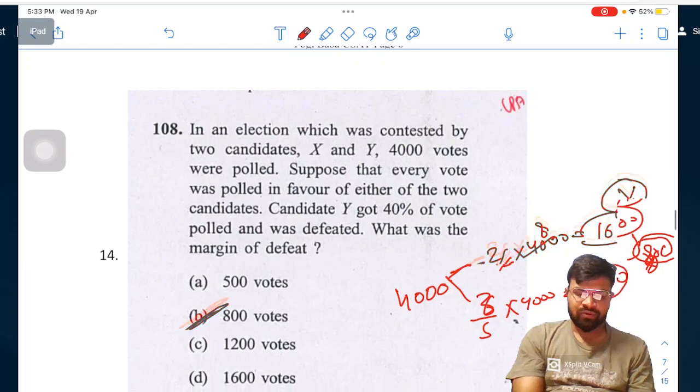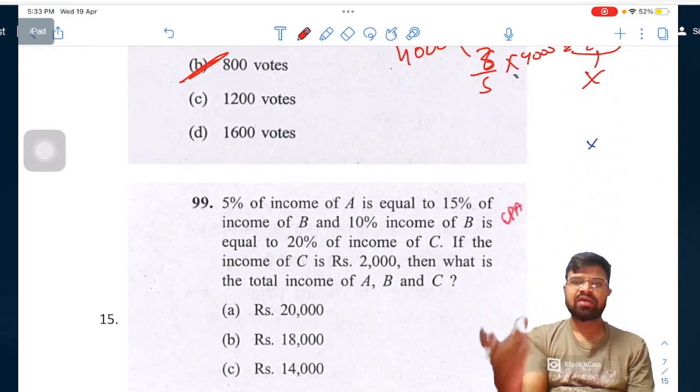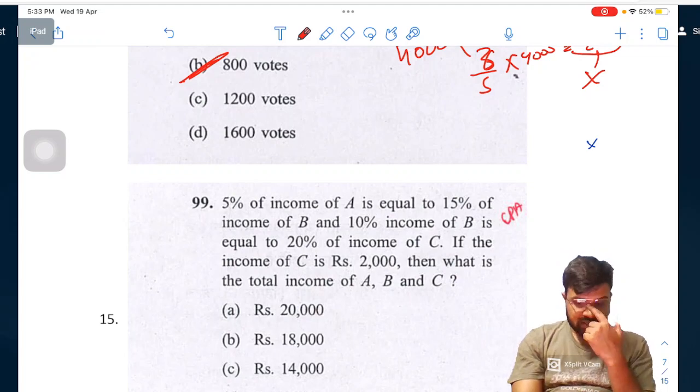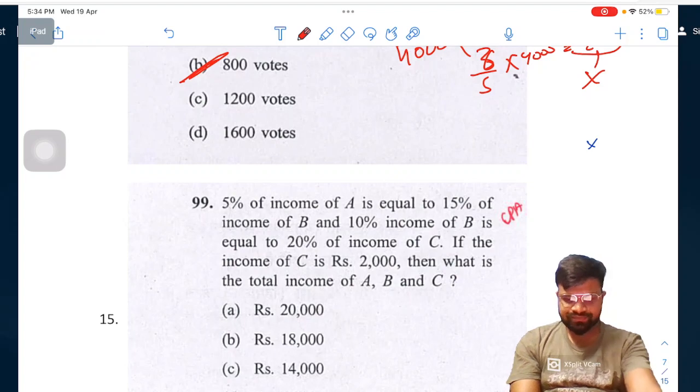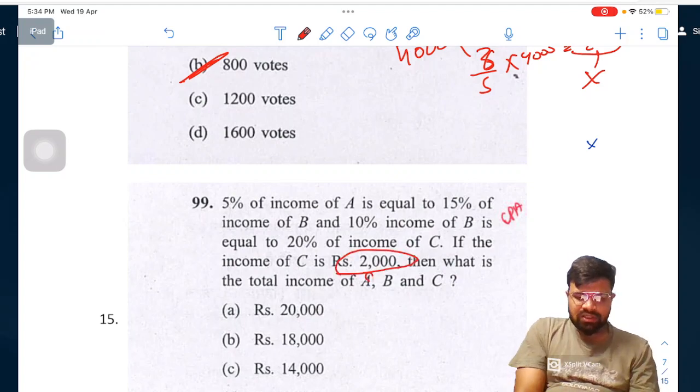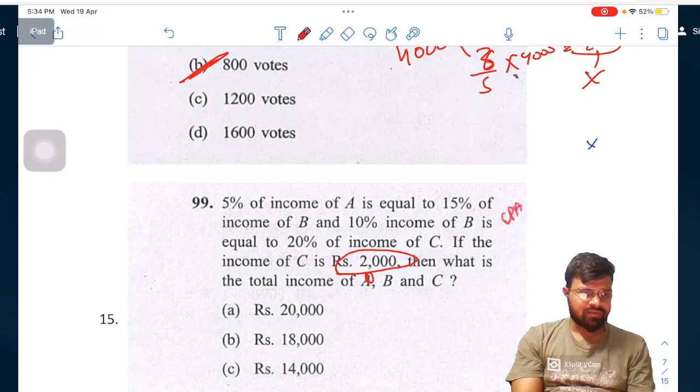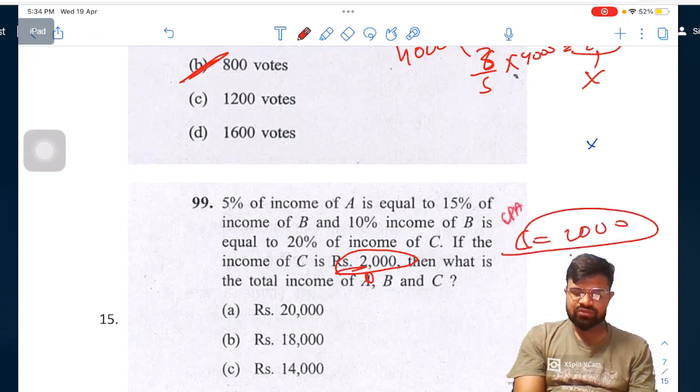This is a simple question based on percentages, but again, a similar theme was repeated in the CSAT paper also. 5% income of A is equal to 15% income of B, and 10% income of B is equal to 20% income of C. If the income of C is 2000, then what is the total income of A, B, C? So see, we will start with C equals 2000. C is given as 2000.